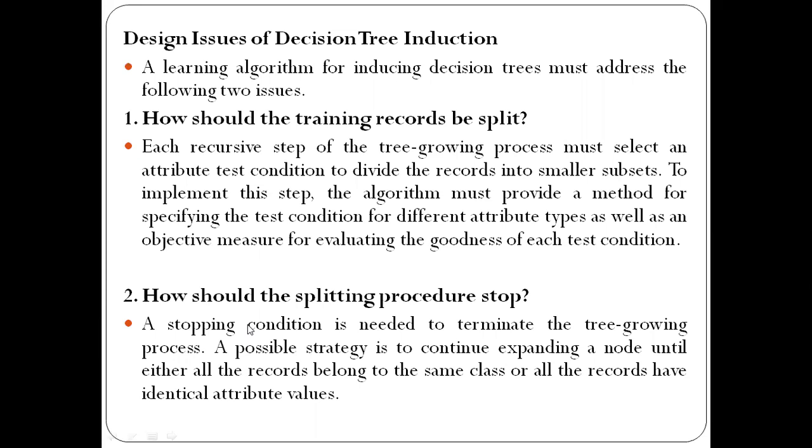One of the stopping conditions is that once all the records belong to the same class level, we can stop the growing of a decision tree. Or else, once all the records have the same identical values, then also we can stop the construction of a decision tree.